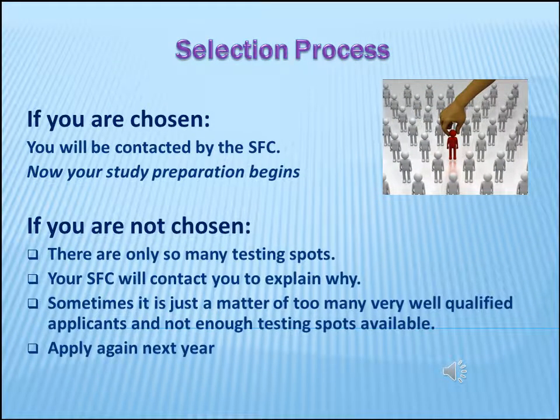Now, if you are chosen, you'll be contacted by your section fellowship chair, and this is where your study preparation begins. If you aren't chosen, you've got to realize there are only so many testing spots in the academy, and so your section fellowship chair will contact you and explain why. But sometimes it's just a matter of the fact that we don't have enough testing spots open, and there's nothing wrong with your qualifications. We just don't have enough spots open. And of course, you can apply next year, no problem.